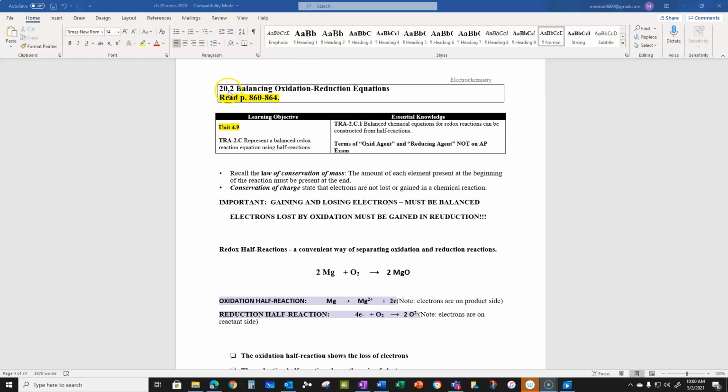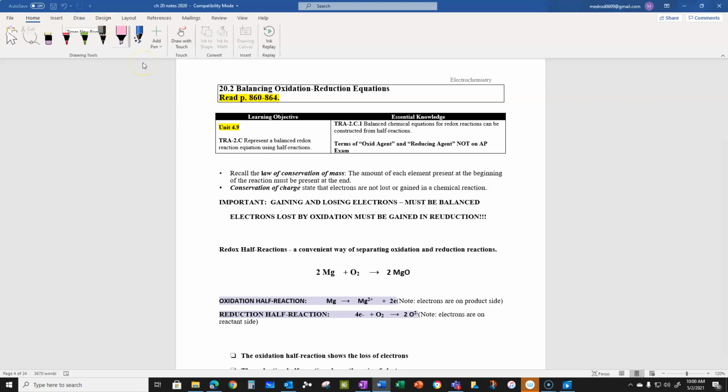All right, AP 20.2, balancing oxidation reduction equations. It's going to be a completely new ball game that you've never seen before. So right here represents a balanced redox reaction, and it's these new things called half reactions. You haven't seen one of these before, okay?